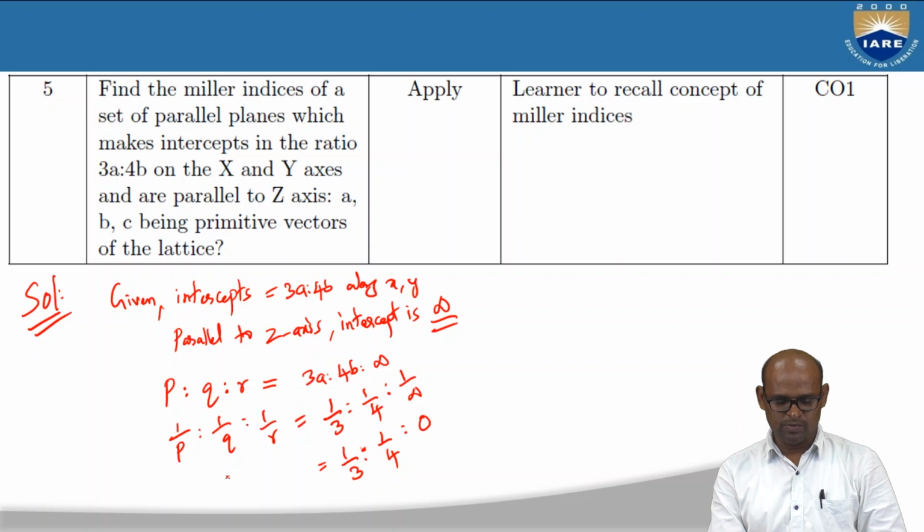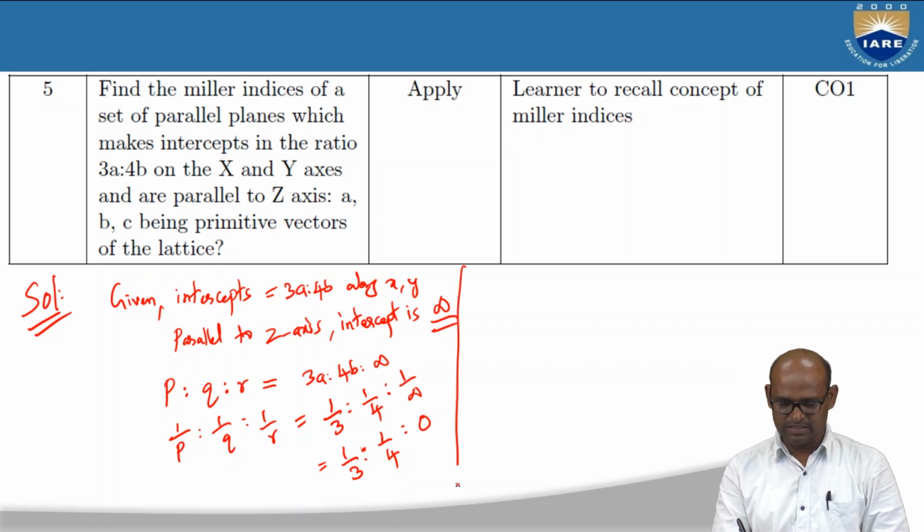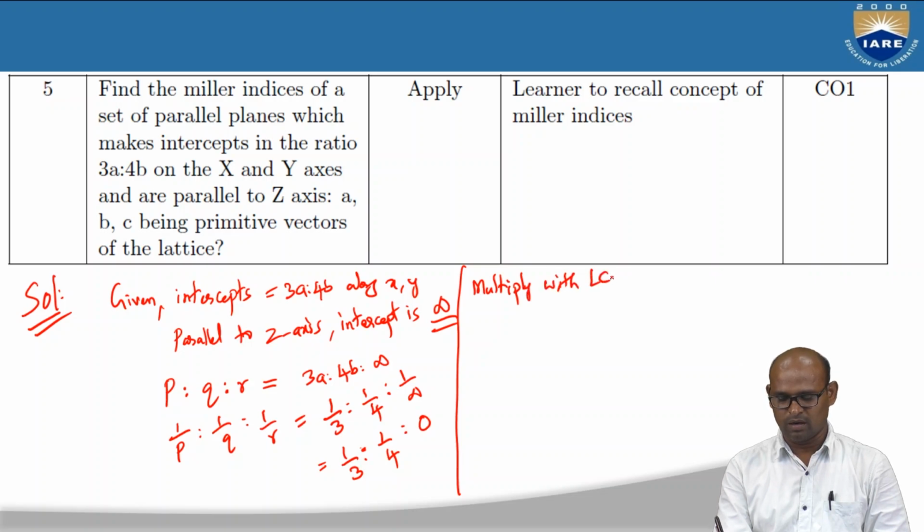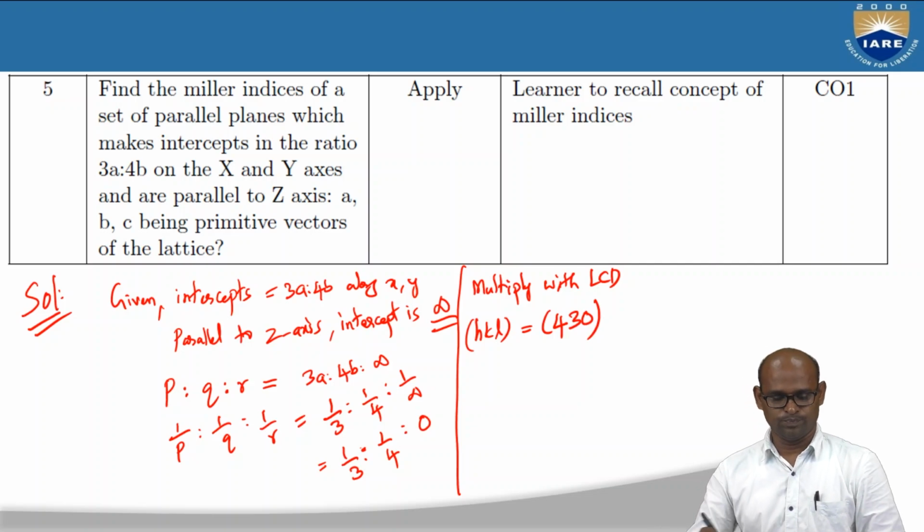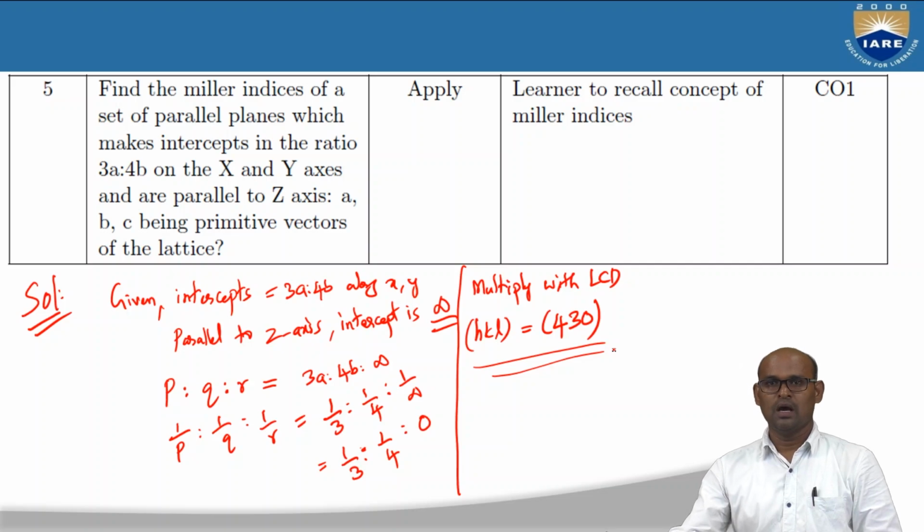Once we write the reciprocals of these intercepts, we multiply with the least common denominator, which is 12. Then we get the Miller indices h, k, l: here I will get 4, here 3, and here 0. So the Miller indices for this set of parallel planes, making intercepts along the x and y axes and parallel to the z axis, are (4 3 0). Always write the Miller indices in parentheses without any commas.